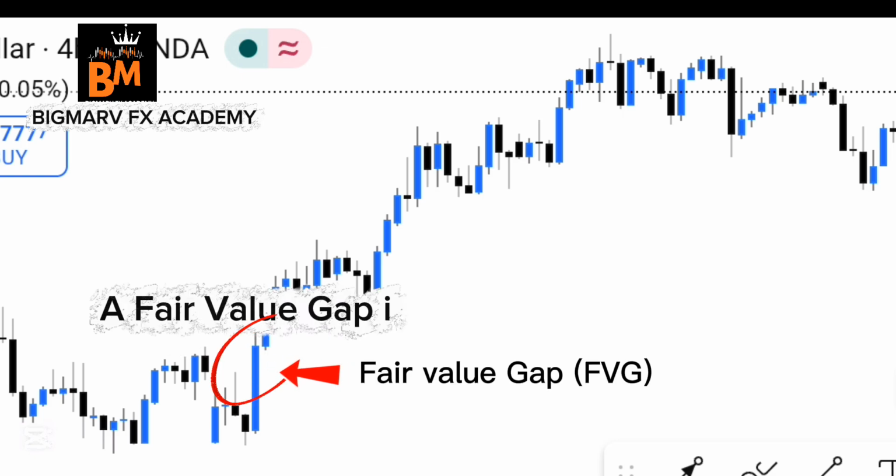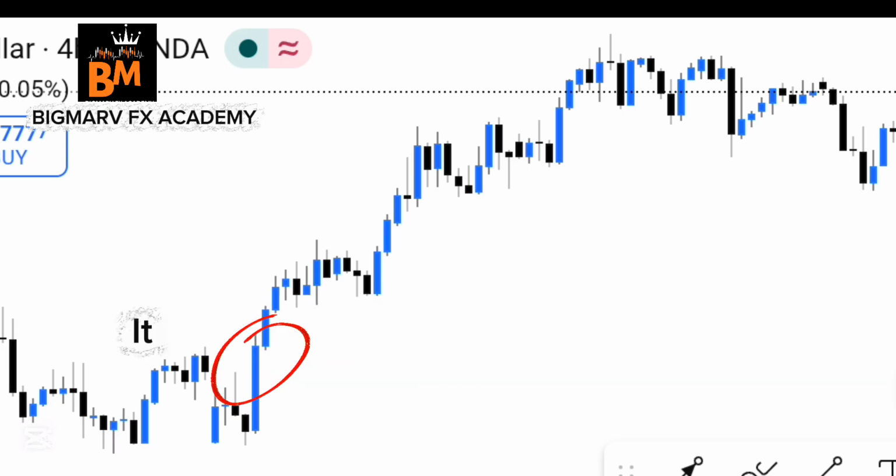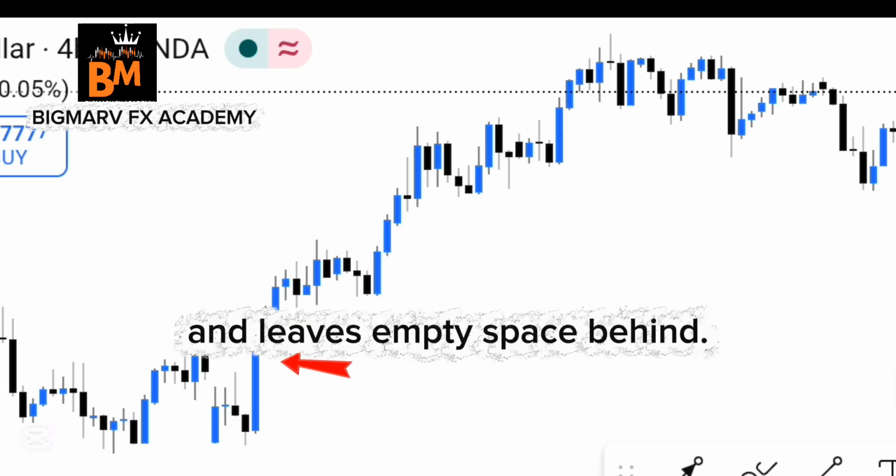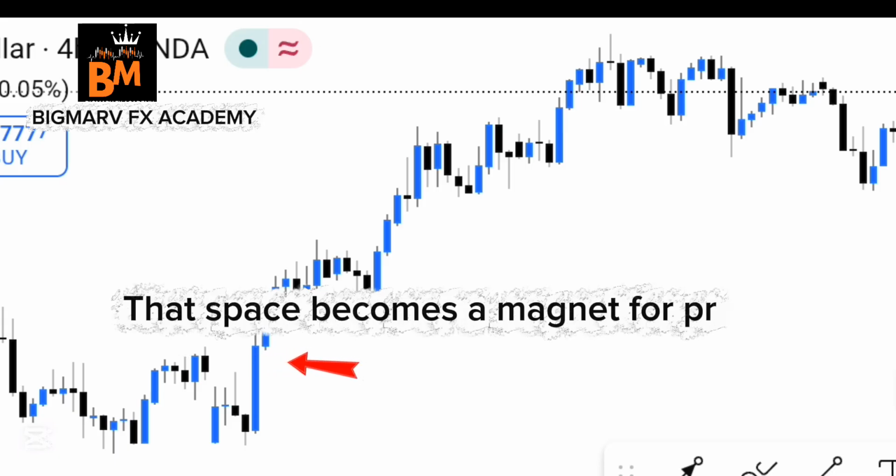A fair value gap is simply an imbalance in price. It happens when price moves too fast and leaves empty space behind. That space becomes a magnet for price later.